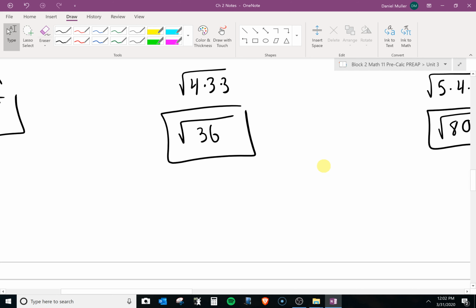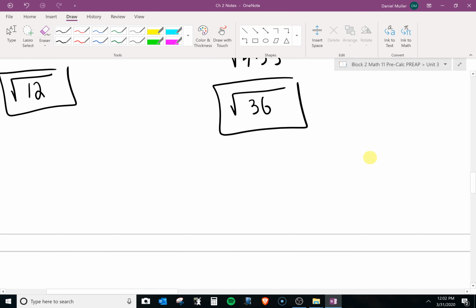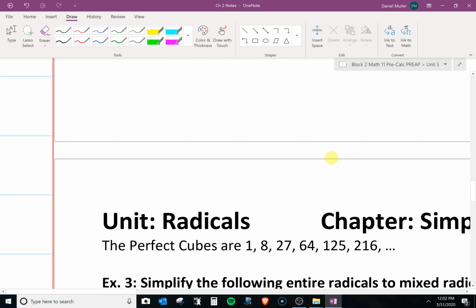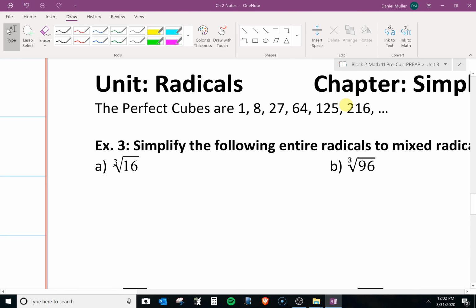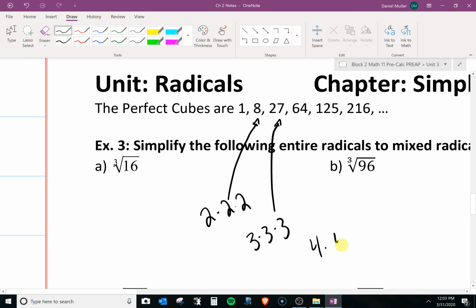And so we've turned all of these back to an entire radical. Now we're looking at perfect cubes. So a perfect cube is something like 2 times 2 times 2. Well, 2 times 2 times 2 is 8. Or 3 times 3 times 3, well, that's going to be 27. 4 times 4 times 4, you might not know this off the top of your head, but it's 64. 5 times 5 times 5, well, 125. And hopefully you can see the pattern there.